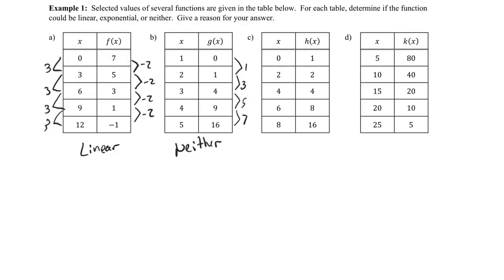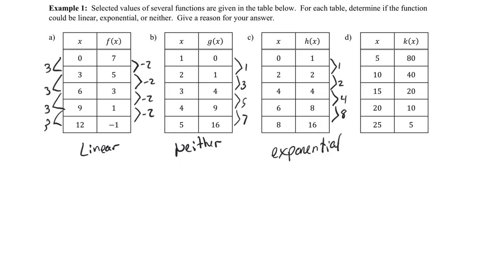All right, let's move on to C. 0, 2, 4, 6, 8. So x's are good. Let's see. That's 1. That's 2. That's 4. That's 8. Well, it's definitely not linear, but notice I'm multiplying by the same thing, right? So this one is exponential.